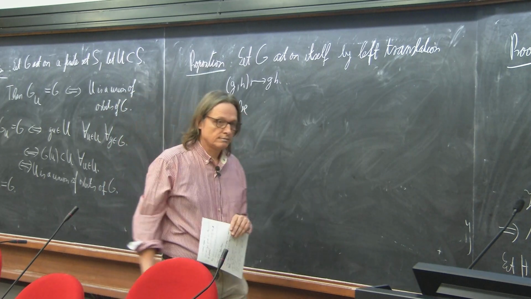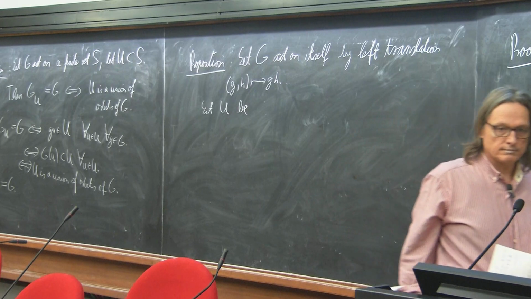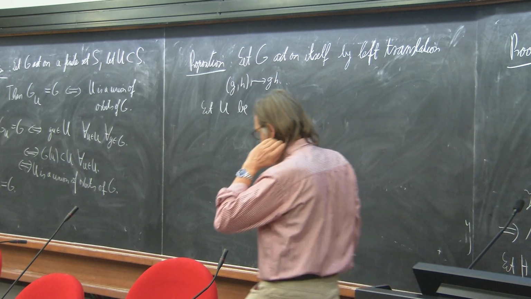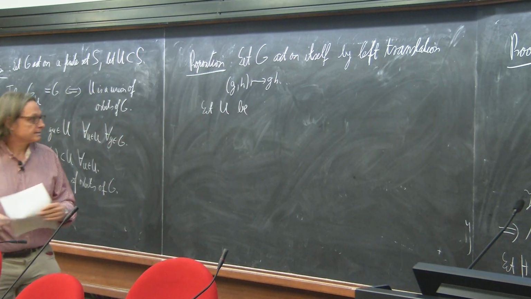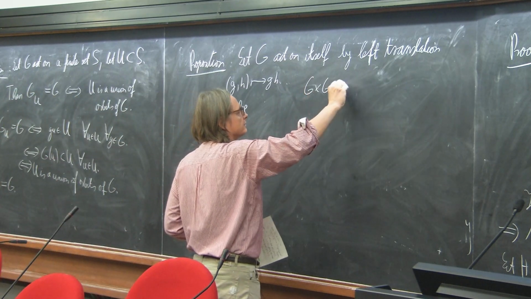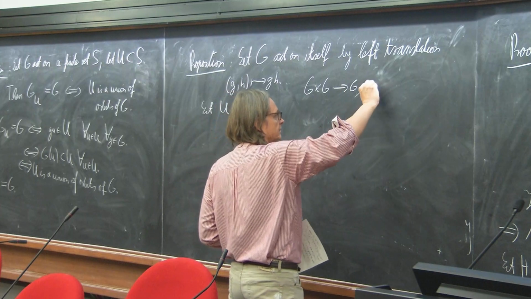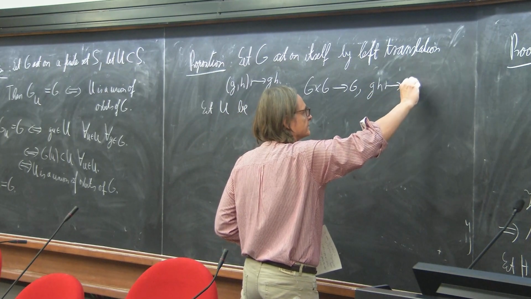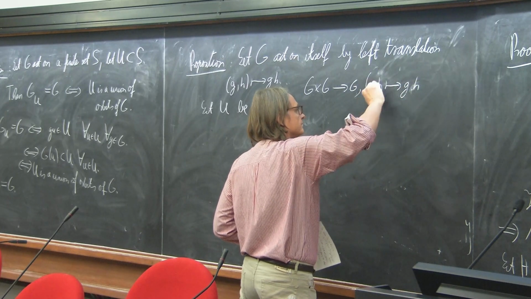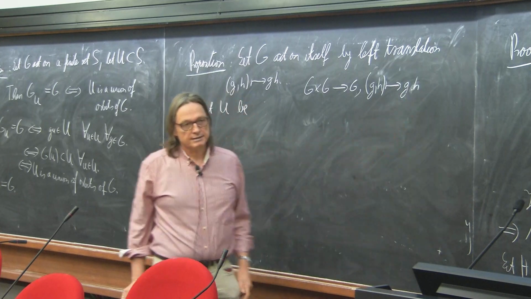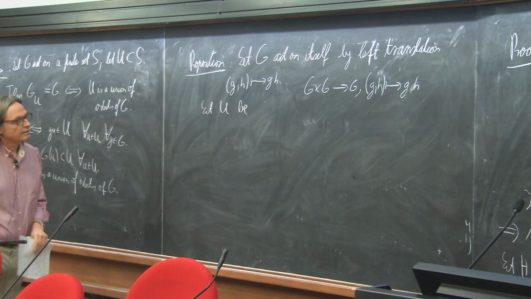Excuse me, sir. Yes? What is left translation? Well, I had defined it in class. It's just the map which I wrote here. It's the map from G times G to G. (g,h) is mapped to gh. So just the action of G on itself is just by multiplying in the group. Okay, sir. Thank you.